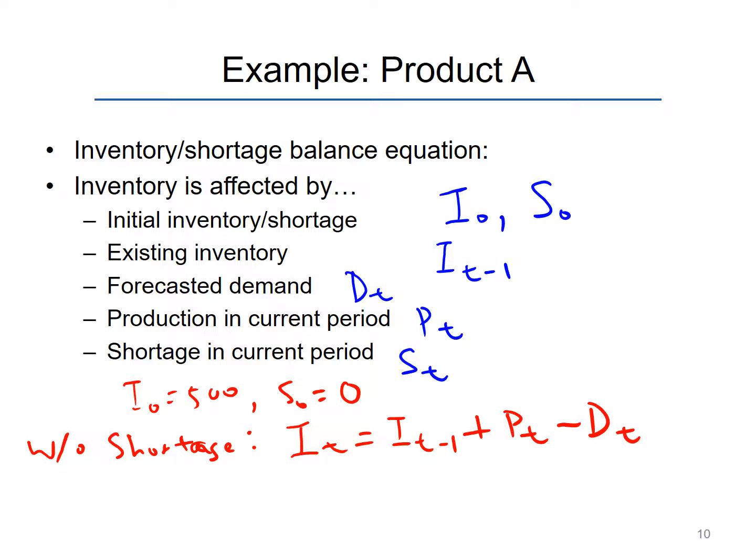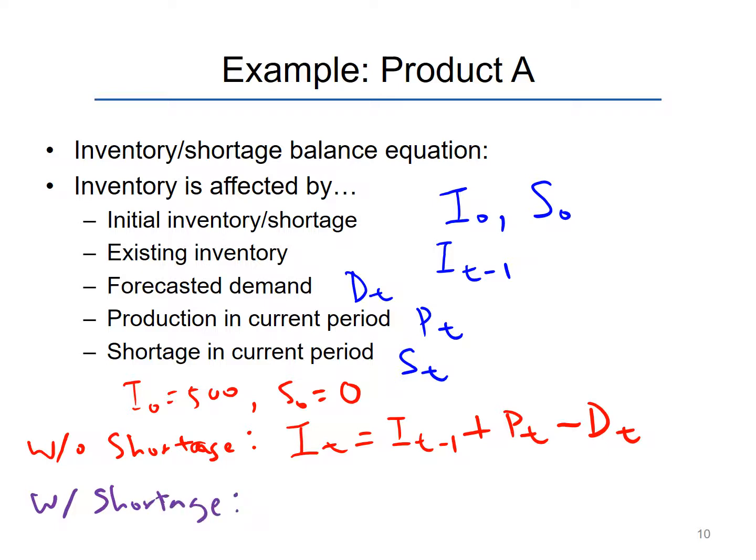But if I were to introduce shortage, then I need to modify this equation a little bit. If you think about it, inventory and shortage are binary constituents. They are opposites. If you have inventory, you can't have shortage. If you have positive shortage, you can't have inventory, and vice versa. So with shortage, I'll write this in pink. It's actually just a very simple modification.